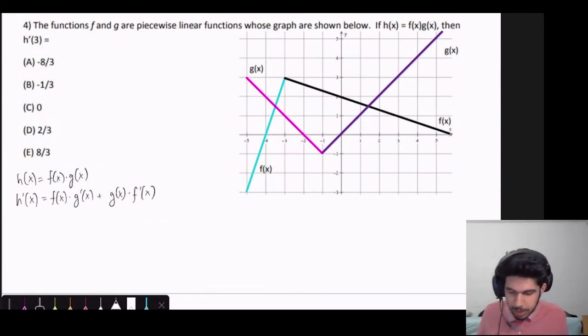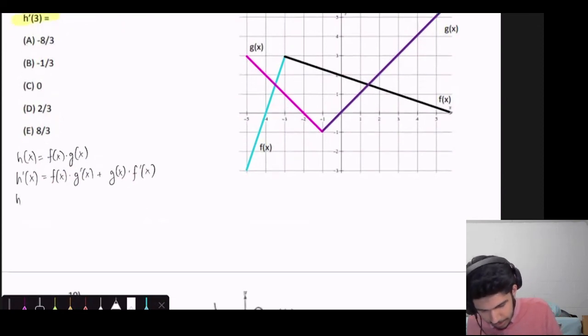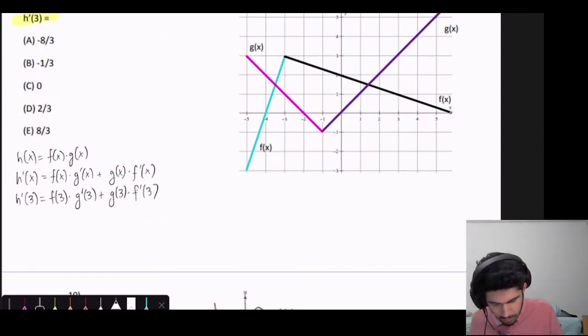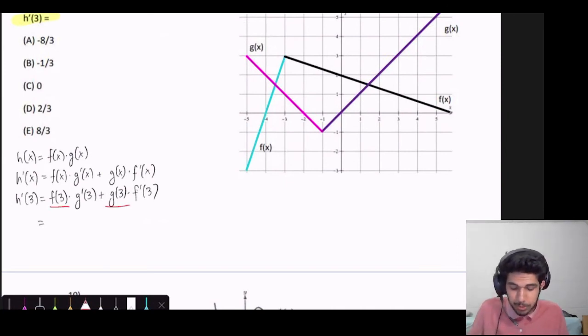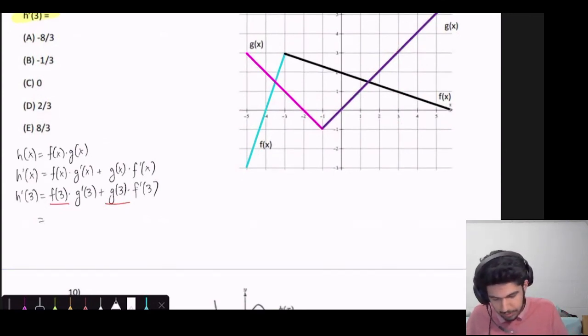Okay, and we're computing h prime of 3, right? So h prime of 3 equals f of 3 times g prime of 3 plus g of 3 times f prime of 3, right? So these values, f of 3 and g of 3, are pretty easy to compute because we just look at the graph. At x equals 3, f of 3 is 1, and g of 3 is 3. So let's just put those values down. 1 times something, 3 times something.